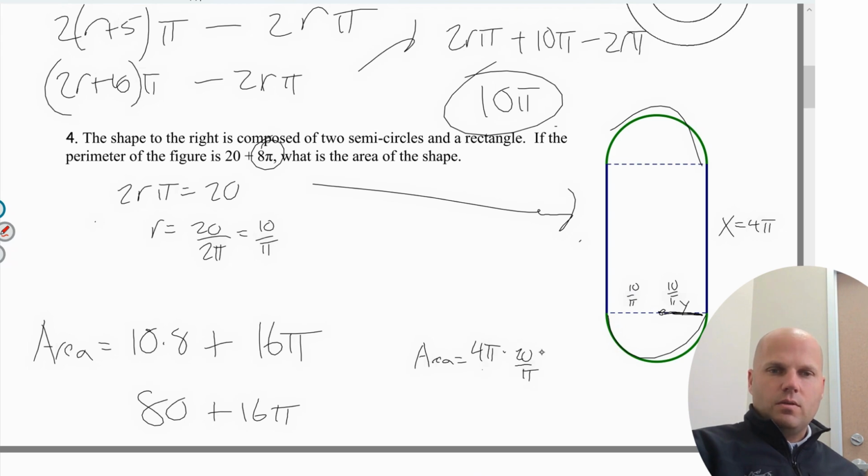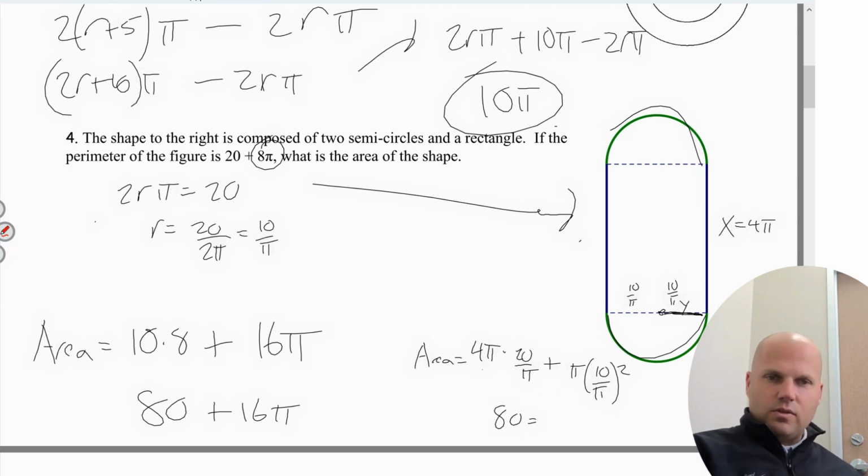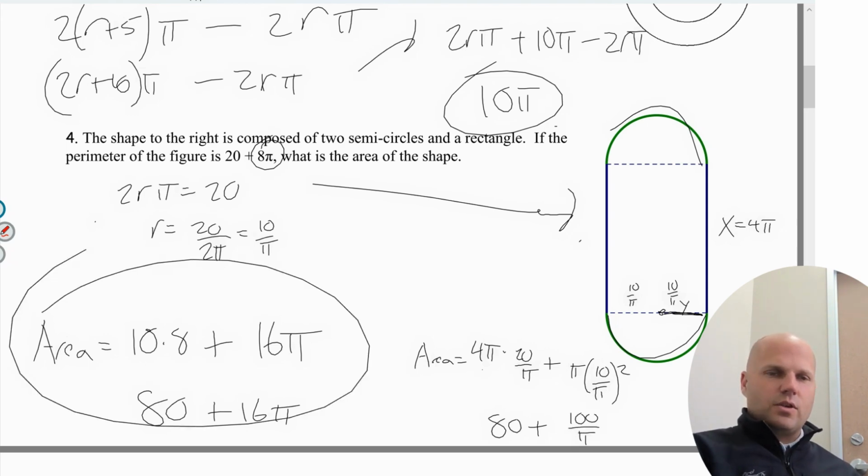What is it going to give me? Wow, it's going to give me the same answer. Plus pi times r squared. I get 80 plus, oh, now it's close. Close. I do get 80, but then I get 100 over pi, which is not the same. Anyways, easier way is probably good.